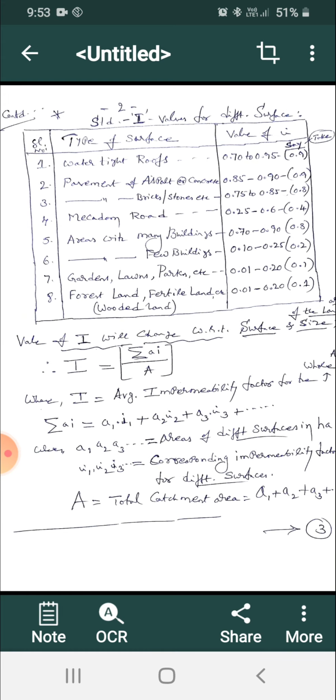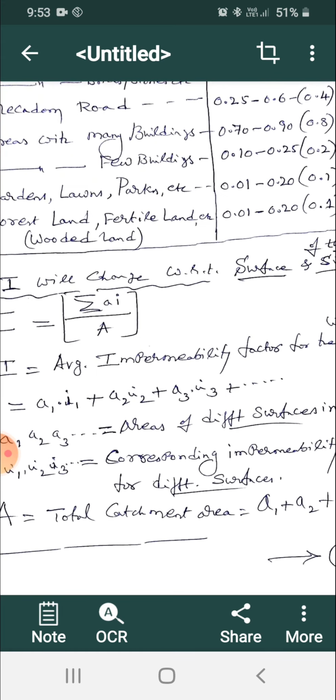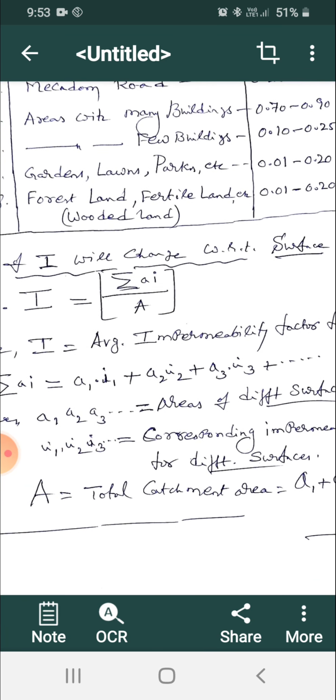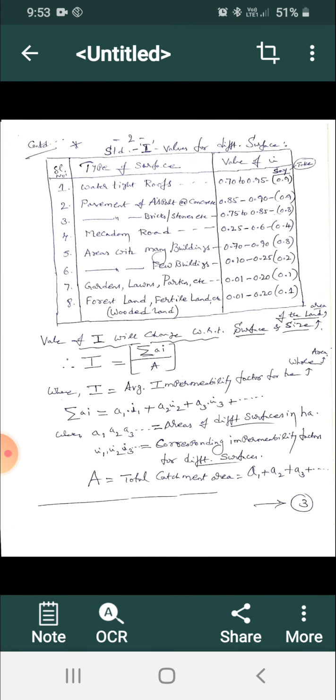Now here, what happens? Finally A. A is the total catchment area, that is the sum of all the areas: A1, A2, A3, etc. Right? See, I is the average value we want. To get the average value, what are you going to do? You have to do this much of circus. Very simple. But whenever the values are unknown, you have to use this methodology.